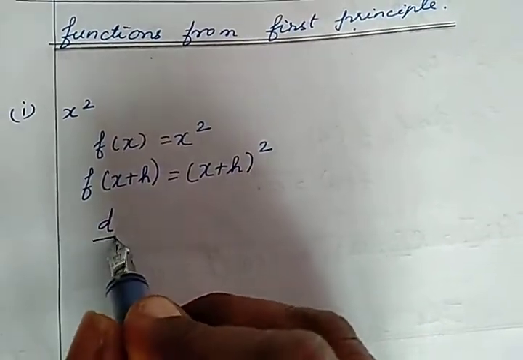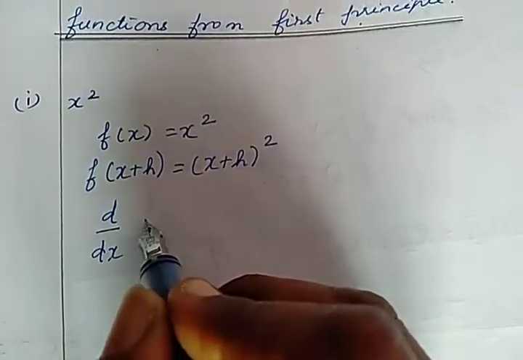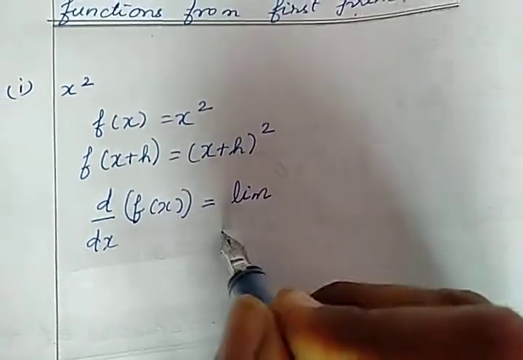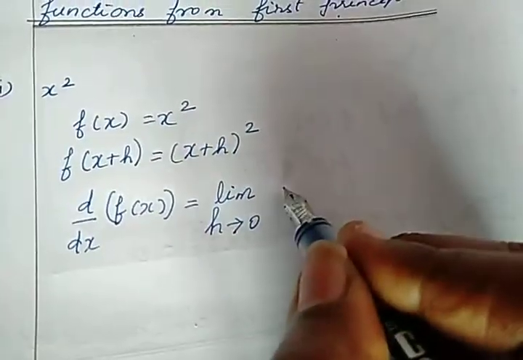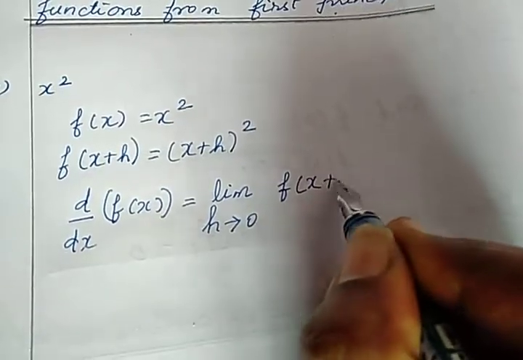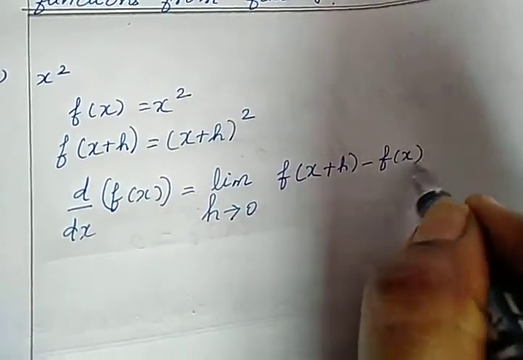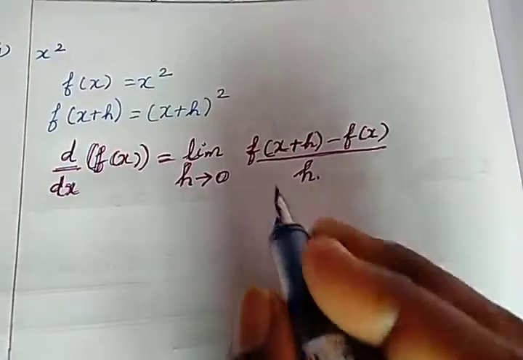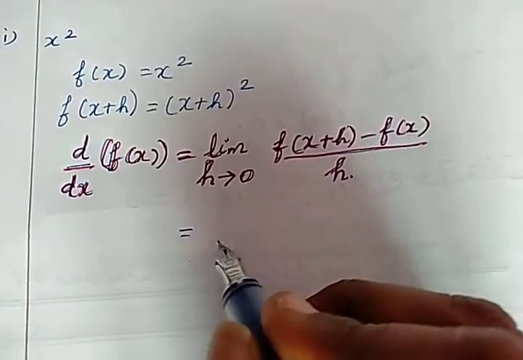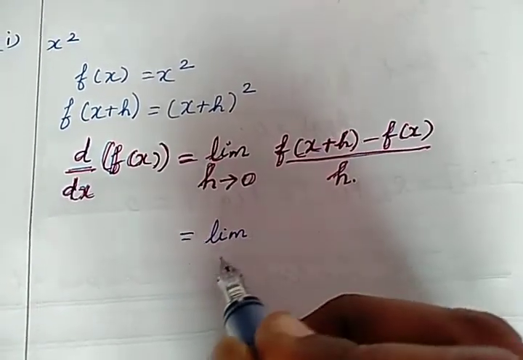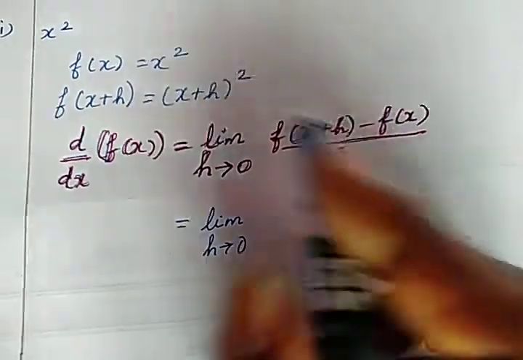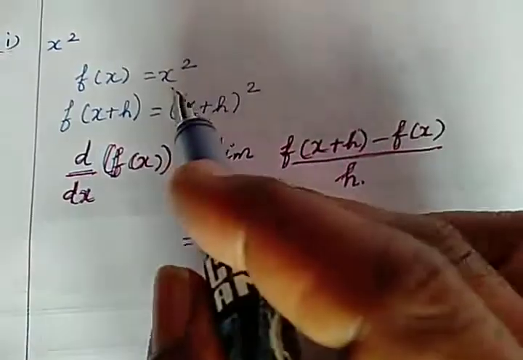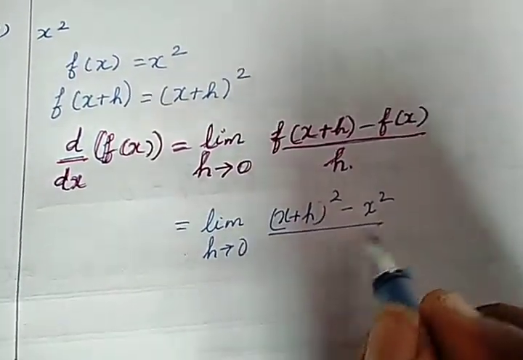By using first principle, dy by dx of f of x equals limit h tends to 0. This is a formula: f of x plus h minus f of x divided by h. So, limit h tends to 0, f of x plus h is x plus h the whole square minus f of x is x squared, divided by h.